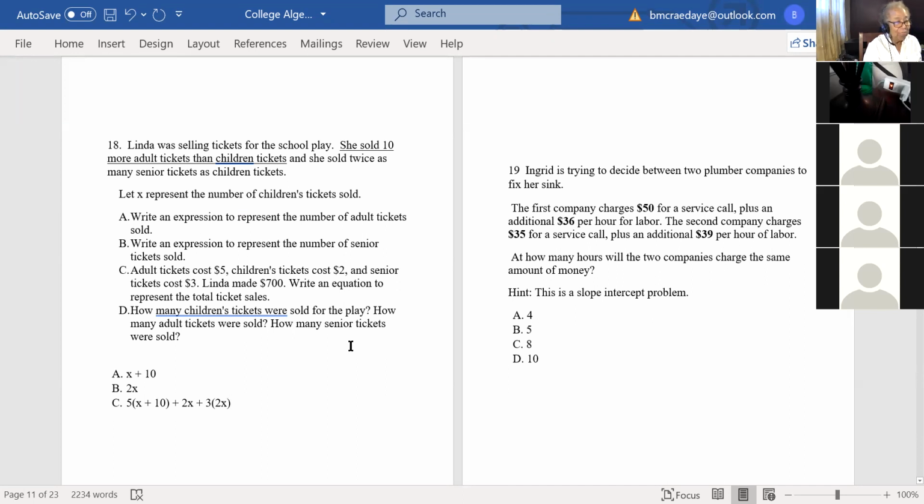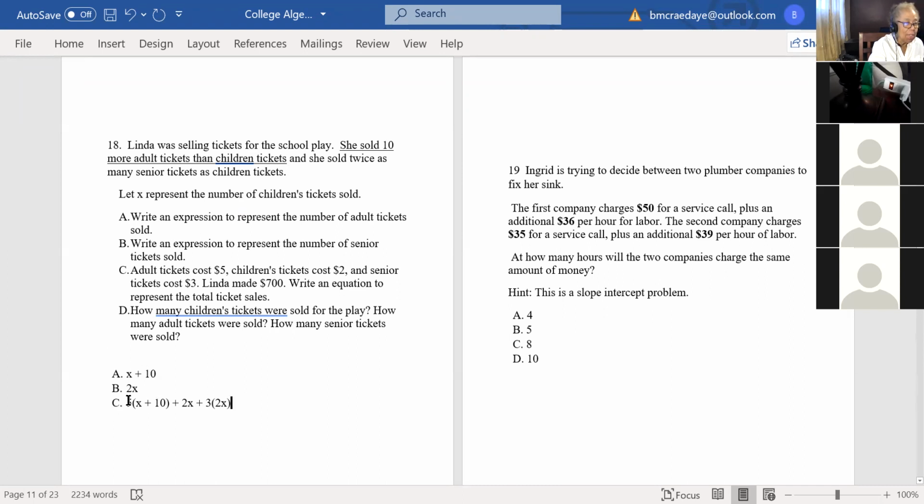So the first one is what? A is children? Well, X is the number of children's tickets sold. So A was to represent the number of adult tickets. She sold 10 more adult tickets than children. That's the X plus 10, Chastity. A is the X plus 10. That's the number of adult tickets sold, 10 more than the children. B is the number of senior tickets sold, twice as many as children. That's the 2X. Got it?